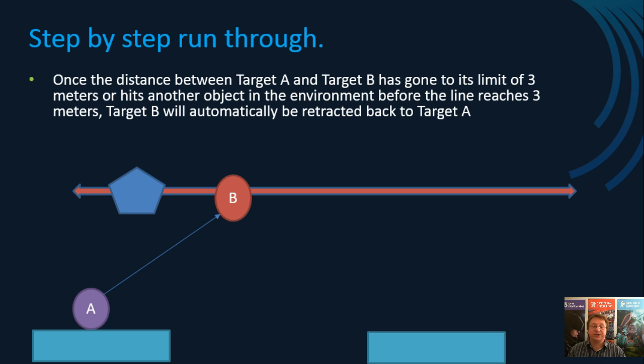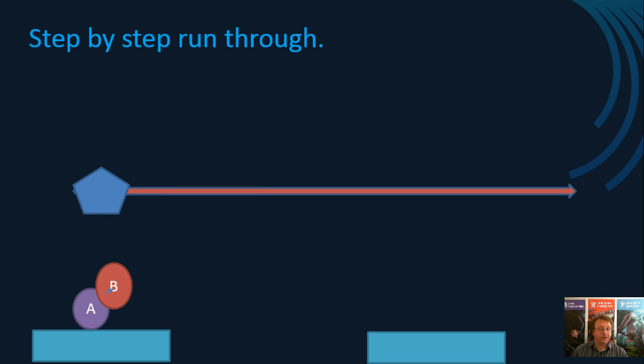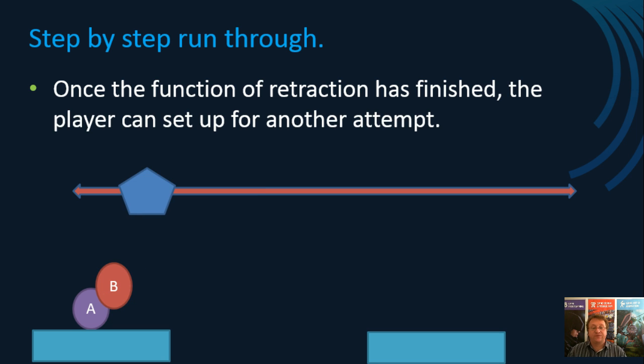So once the distance between target A and target B has gone to its limit of 3 meters, or hits another object in the environment before the line reaches 3 meters, target B will automatically be retracted back to target A. As you can see, it goes back into there. Once this retraction has finished, the player can set up for another attempt. So again, you can start to see that when we're developing the mechanic, it's not just saying, oh, we want something to shoot. We're thinking about all the processes and all the positives and negatives that it could have.